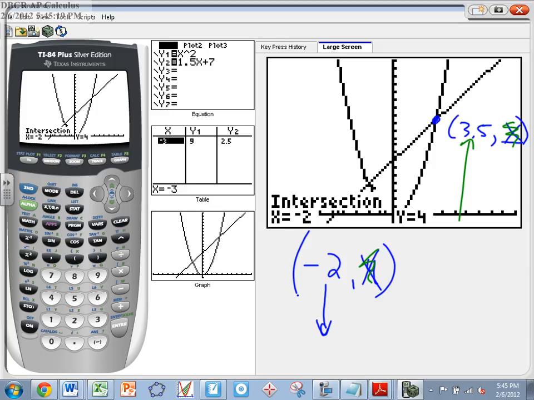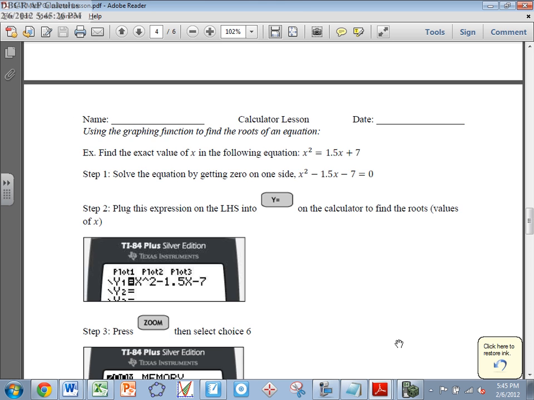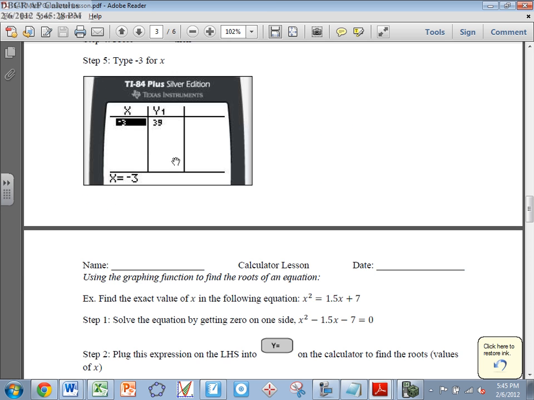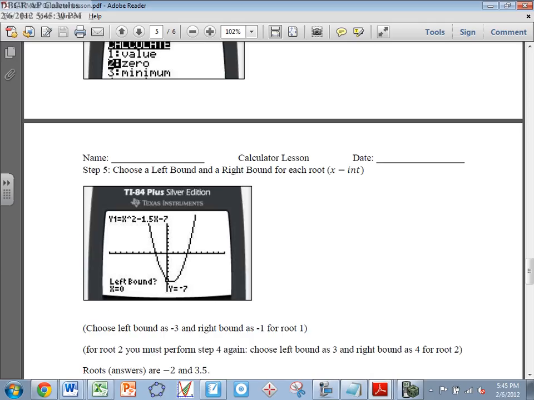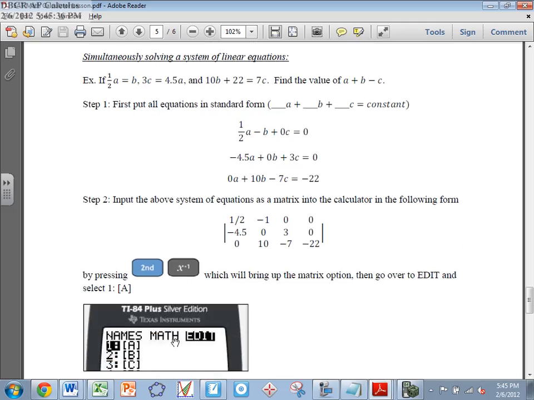So if we go back and take a look at our example, we see that we get the exact same answer whether we plug in the intersection command or the 0 command. -2 and 3.5 are still my answers. Okay. Next problem, solving simultaneous equations.